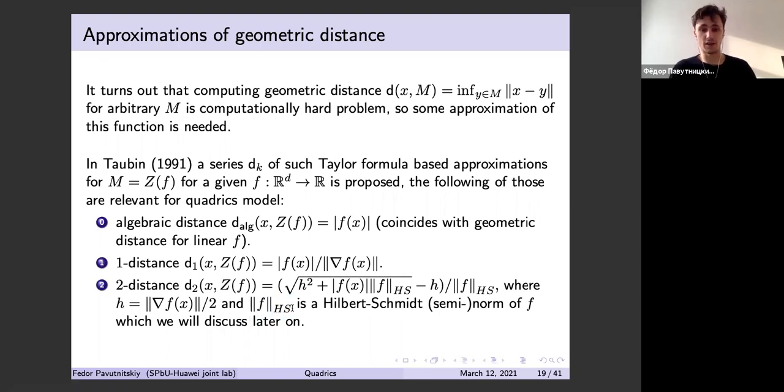Or in case of quadric, I believe this formula is true for quadrics. I should mention it here. So this formula works when f is some quadratic polynomial. In a moment, I will describe what a Hilbert-Schmidt norm is. We introduce it here just because it looks neat with this notion. And this 2 distance is our choice of approximation of geometric distance.